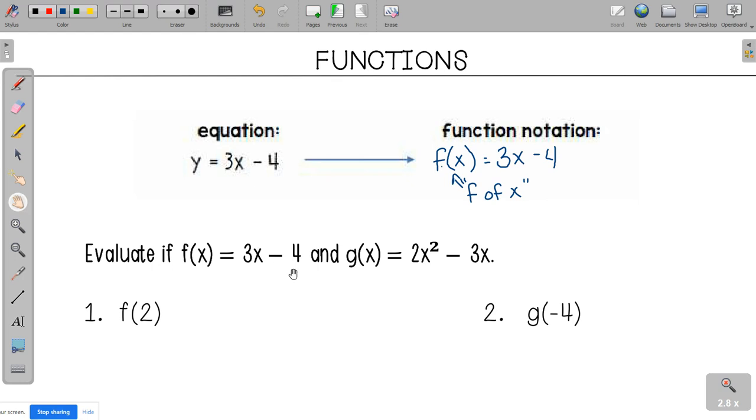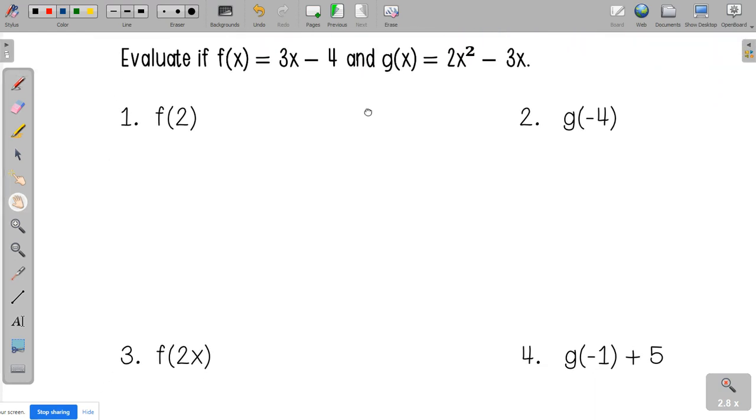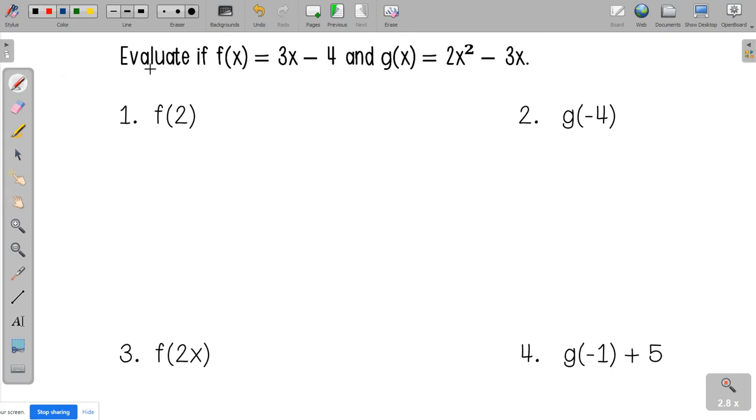So in these problems we are evaluating. We have two different functions. We have an f of x function, which is 3x minus 4, and a g of x function, which is 2x squared minus 3x.